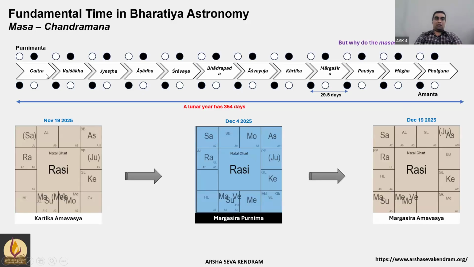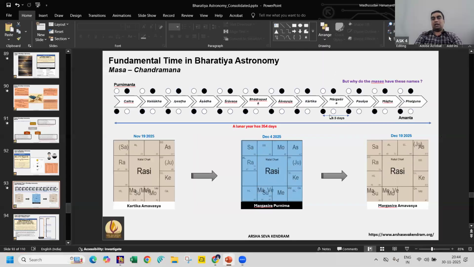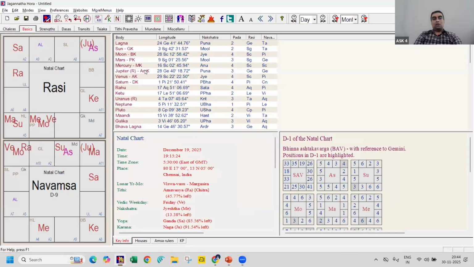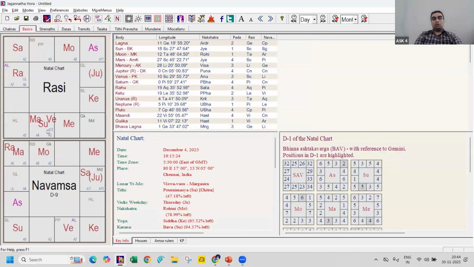But before that, why do the Masas even have these names? Why is it called Chaitra, Vaishakha? For example, the current month is called Margashirsha or Margashira, whatever. But why is it called that? That's because if you look at the full moon that happens in this month, it will typically happen near the Margashirsha nakshatra, if not exactly on it.